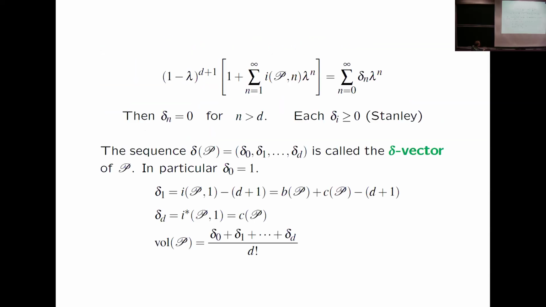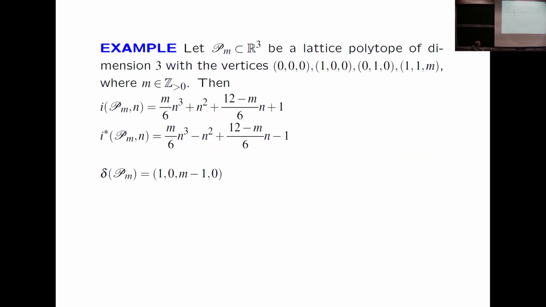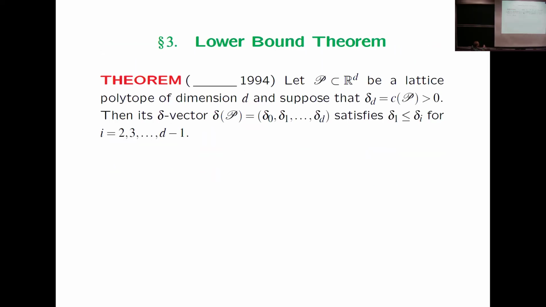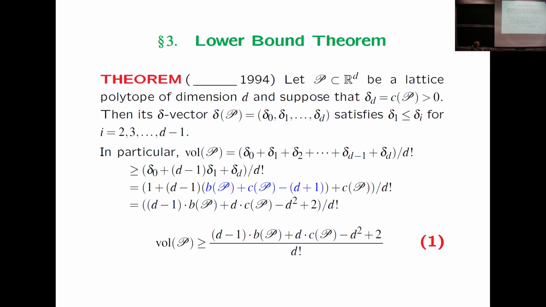Once more again. Delta_1 is B plus C minus d plus 1, boundary plus interior minus d plus 1. And delta_d is just the interior, C_P. And the volume is the sum of these. These three things together with this lower bound theorem imply what we have here: the volume is the sum of delta over d factorial.